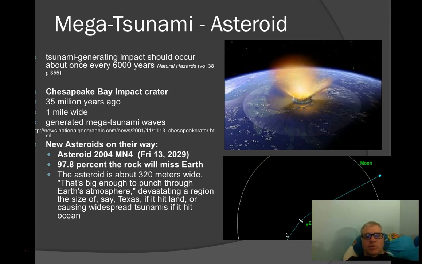There was a new asteroid that we know of. It's supposed to be coming in 2029. People are mostly sure that it'll miss the Earth, but it's 320 meters wide. If it punched through the Earth's atmosphere, it would devastate a region about the size of Texas if it hit land, or create a gigantic tsunami if it hit the ocean. But oh, it's on Friday the 13th. What could possibly go wrong? But anyway, more than likely that one's going to miss us.